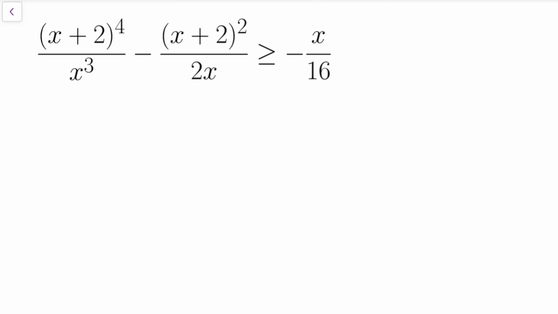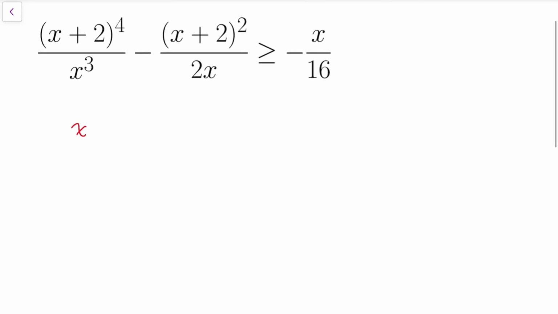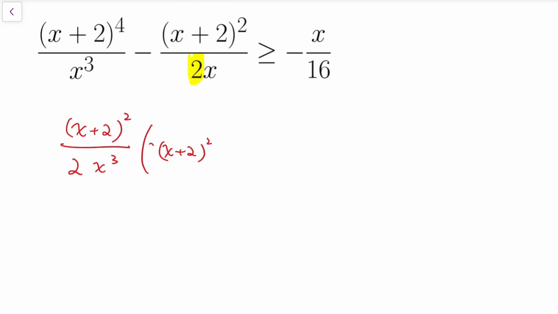My first step would be to try to simplify the left side. So we can take out some common factors like (x+2)^2, to make the remaining expression, after taking the common factor, not have any fractions as coefficients. I'm going to take out this over 2 as well, so divided by 2, and also I'm going to take out x cubed. So what remains will be (x+2)^2 doubled minus x squared.